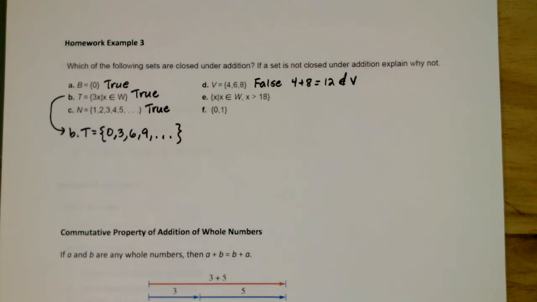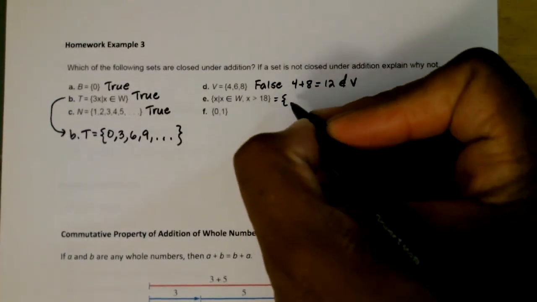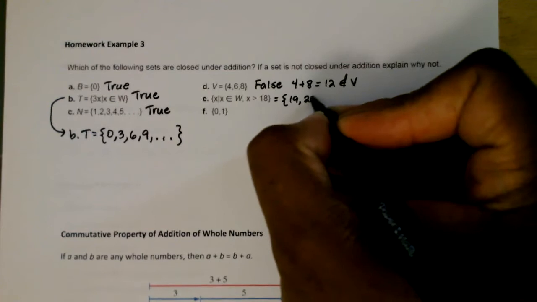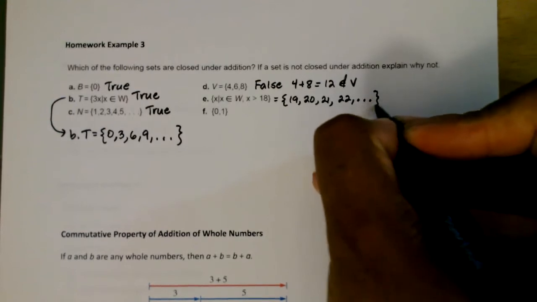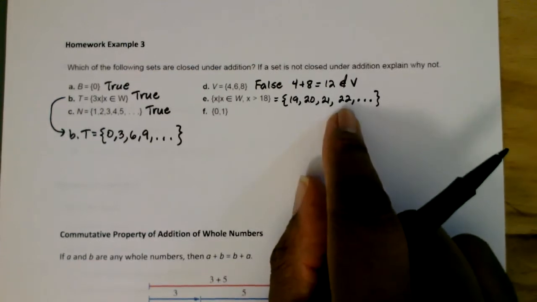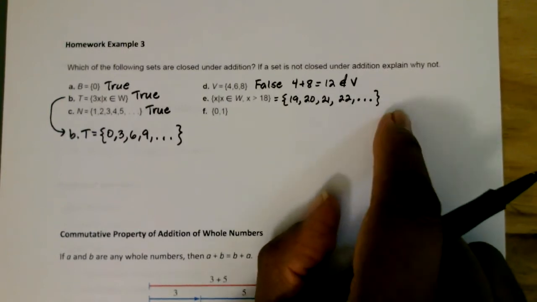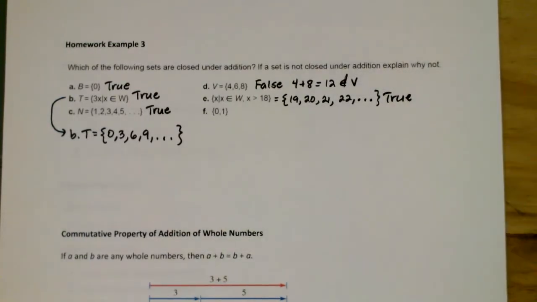Now, what about part E? The set of X such that X is an element of the whole numbers and X is greater than 18. If I was to write that a different way, greater than 18 means if it's a whole number, it has to start with 19, then 20, 21, 22, and so on. I can add any two of these numbers and that sum will still be in this set because of the ellipsis saying that it's an infinite set. So this will be true, that it is closed under addition.